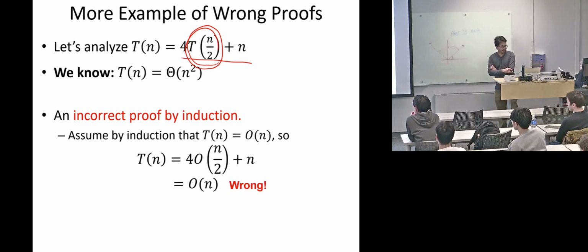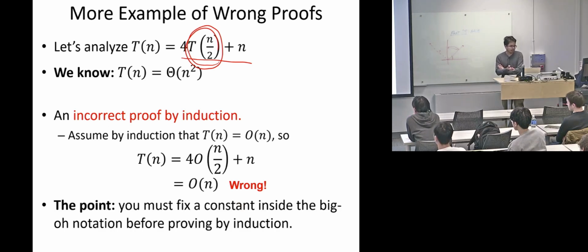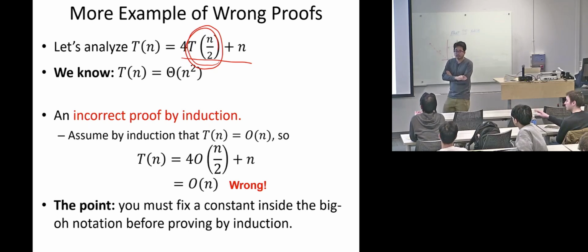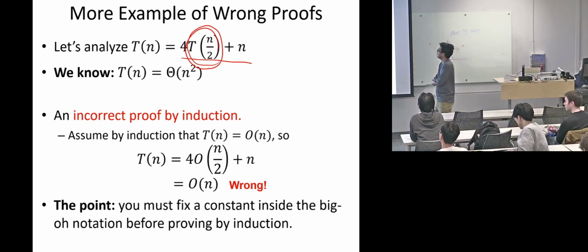So the point is that you must fix the constant inside the big O notation when you want to prove a recurrence by induction. Question about this? If the constant is like minus 1 or plus... Say it again. N over 2 minus 1, and this minus 1 is also a constant. Can I just check it? Usually the constant that you fix here is going to be positive. Yeah, not negative.